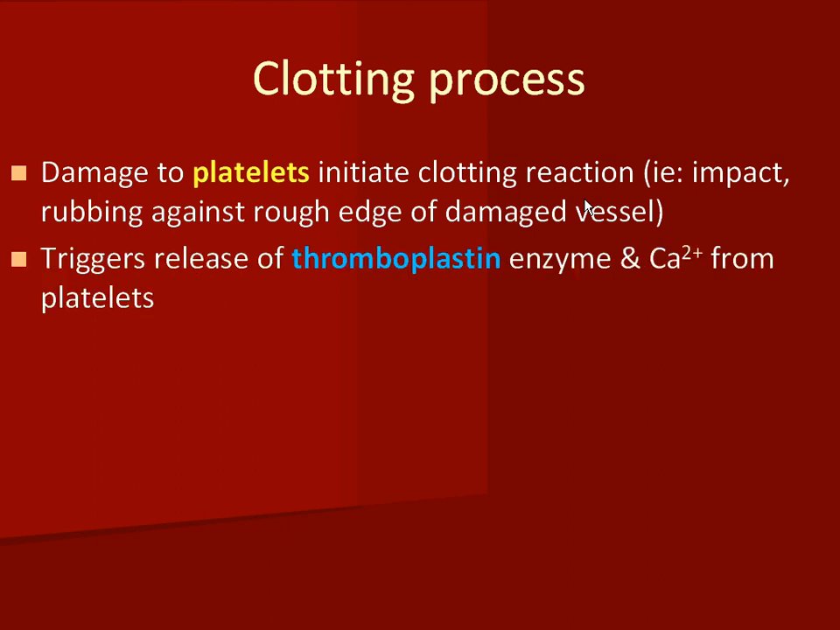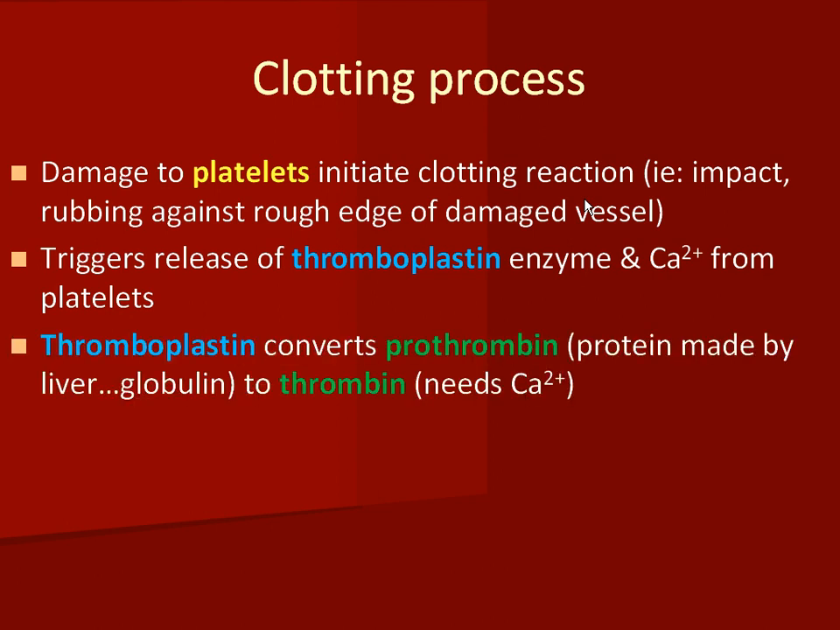So what happens is those damaged platelets release an enzyme called thromboplastin. So that's a term you're going to need to know. Thromboplastin is an enzyme that's released, and it binds with calcium, also in your blood. And again, you get calcium from lots of things like dairy in your diet. That thromboplastin enzyme and calcium are going to convert, so they're starting a chemical reaction, something called prothrombin, which is a protein made in your liver.